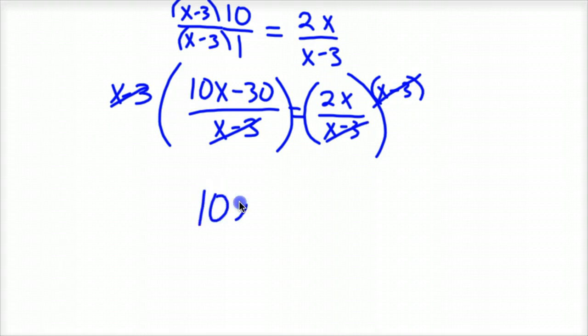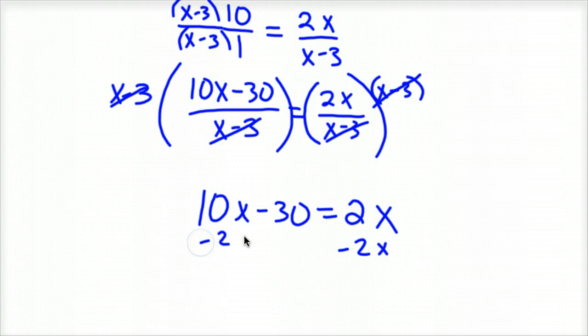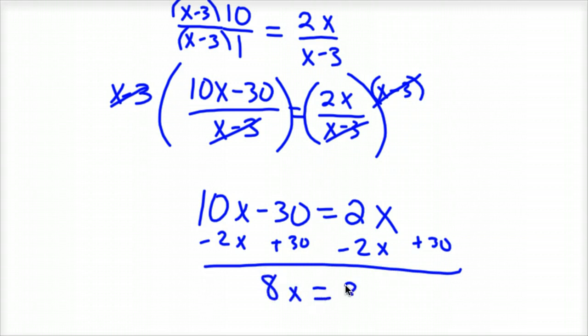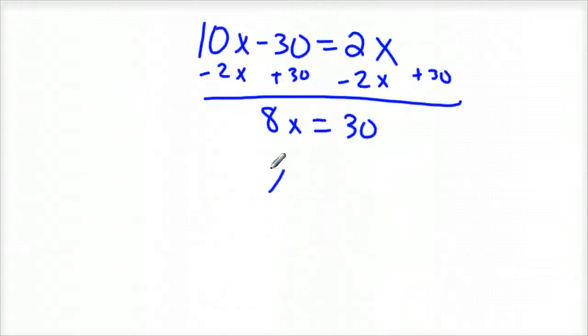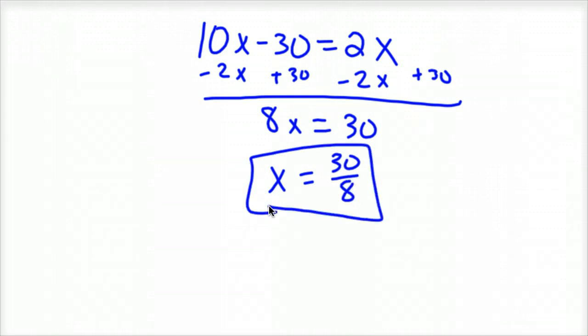And so you have 10x minus 30 equals 2x. And then you keep solving, get your variables on the left, numbers on the right, I'm going to do it all kind of in one step. And so 8x equals 30. And so x is equal to 30/8. And we should reduce that. I apologize. 15 over 4 if you take 2 out of that. And there's your solution to that logarithm. So we've slayed that one.